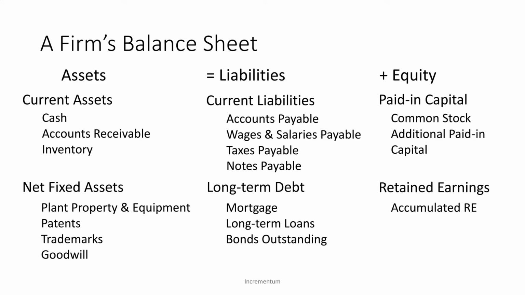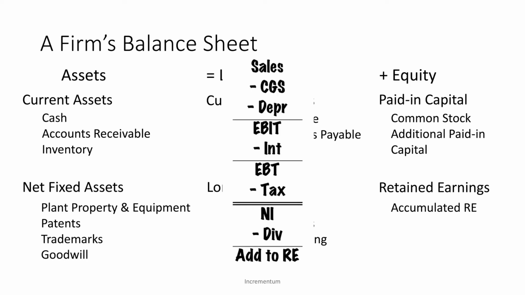So retained earnings is made up of accumulated retained earnings, and that comes from the income statement. So if we look here at our income statement, after net income, we pay a dividend. Whatever's left over is the addition to retained earnings, and that gets added to the accumulated retained earnings on the balance sheet. So accumulated retained earnings on the balance sheet is all of the addition to retained earnings the firm has had over its lifetime.